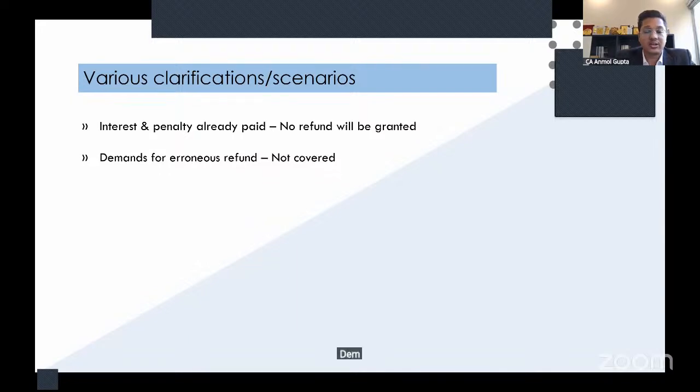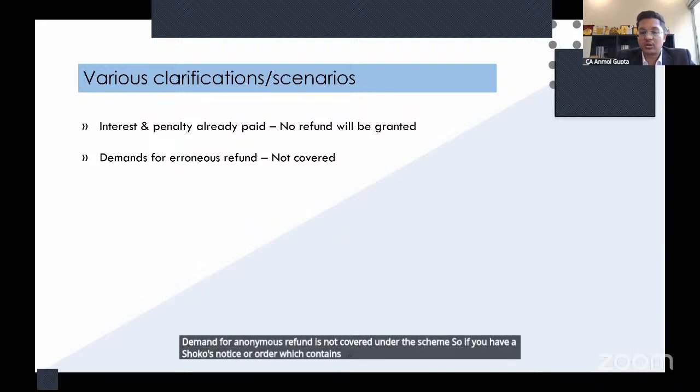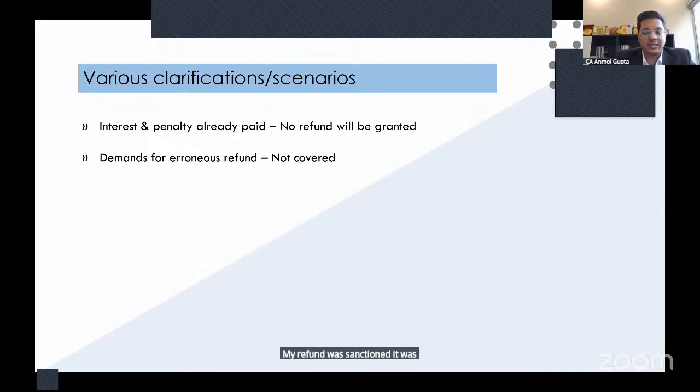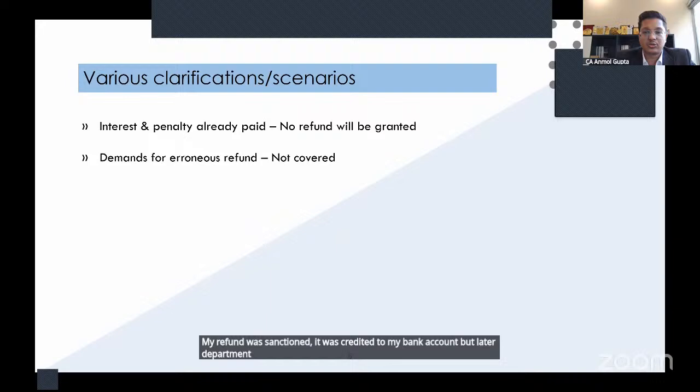Demand for erroneous refund is not covered under the scheme. So if you have a show cause notice or order which contains a demand for erroneous refund, you are not eligible for this scheme. Erroneous refund is basically this: I have applied for refund. My refund was sanctioned. It was credited to my bank account, but later the department found out that this refund was not due to me. I have wrongly taken this refund.